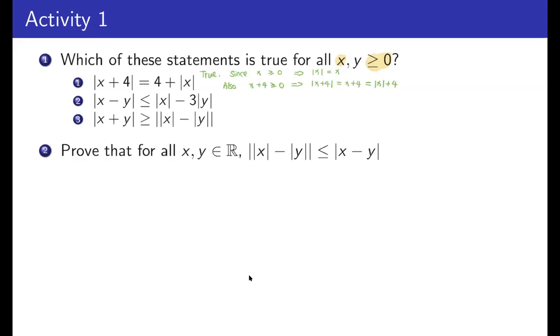Number 2, it is false. Can someone give me a counterexample? What's my x and what's my y to make it false?